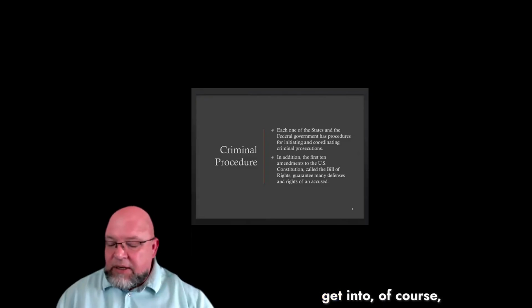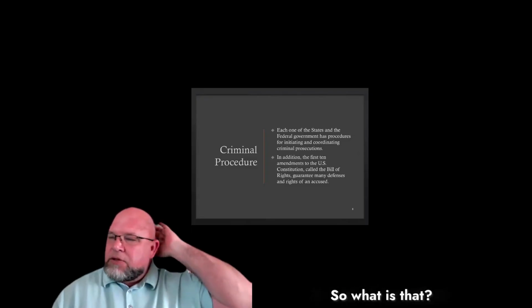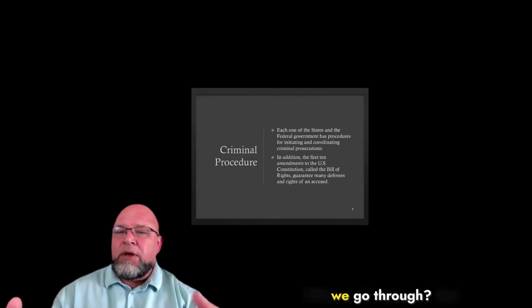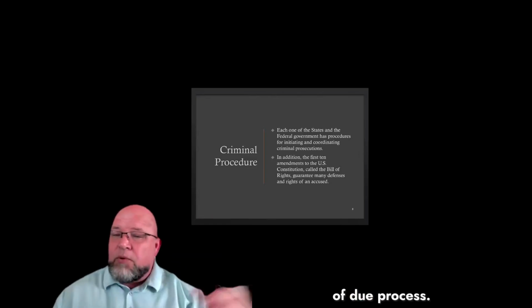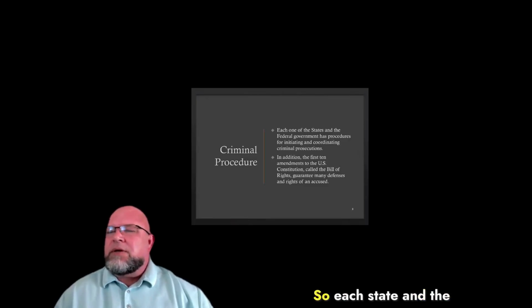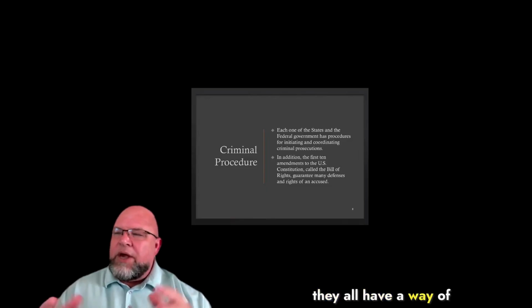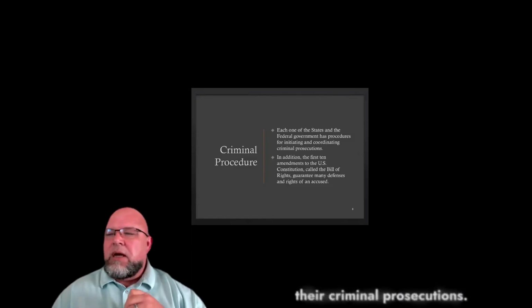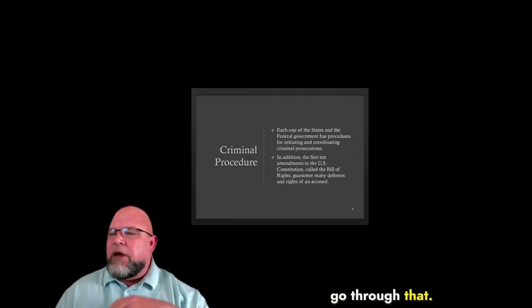So next thing we want to get into, of course, is criminal procedure. So what is that? What is criminal procedure? What is the process that we go through? We've probably heard of due process. What is that process? What's the procedure? So each state and the federal government, they all have a way of initiating and coordinating their criminal prosecutions. There's certain ways they go through that.